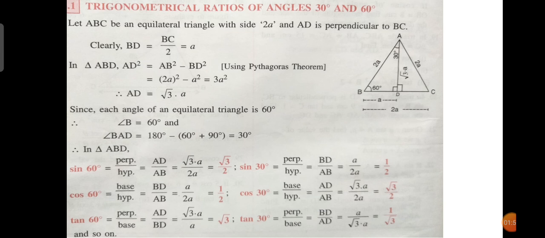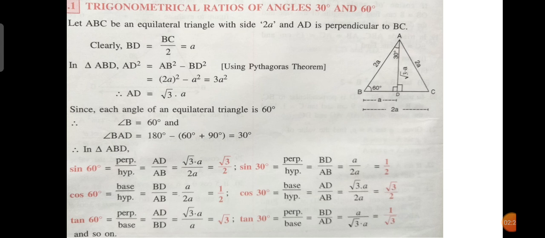Trigonometrical ratios of angles 30 degree and 60 degree. These are two standard angles of a right angle triangle. And let us start that.